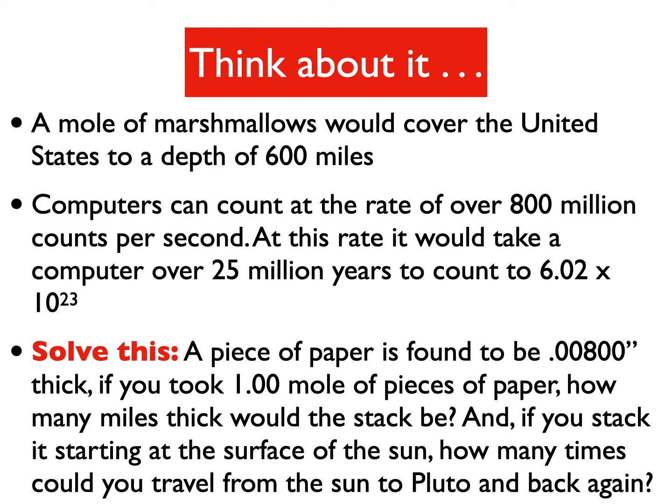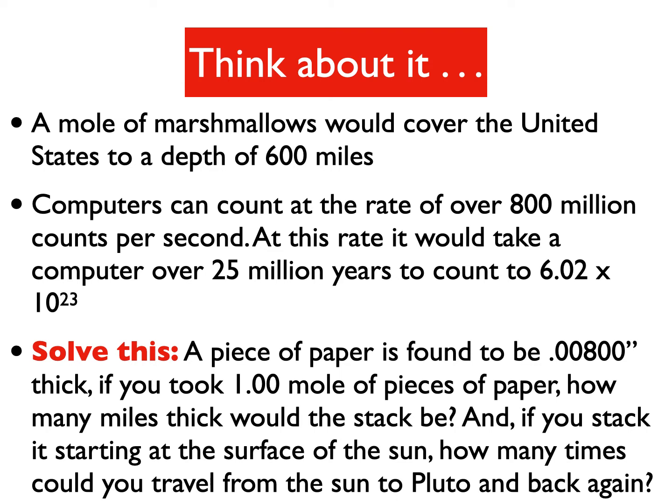And if you know that a single sheet of paper is 8 thousandths of an inch thick, how many miles tall would a stack of 1 mole of sheets of paper be? After you find that, figure out that if you were to travel from the sun out to Pluto and back to the sun again, how many times could you complete that round trip? How many round trips would be contained in the number of miles that you calculated in the first part of this problem? Try that on your own.